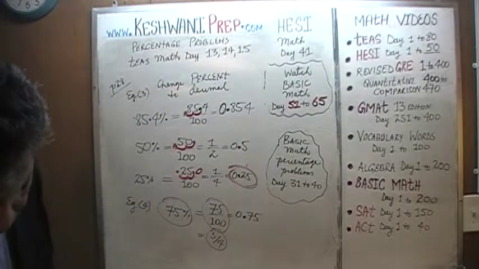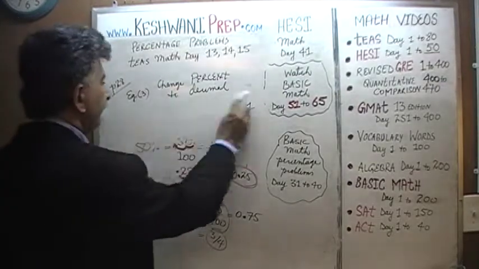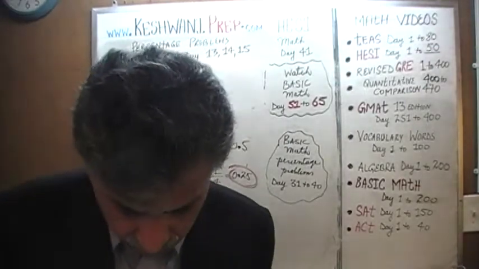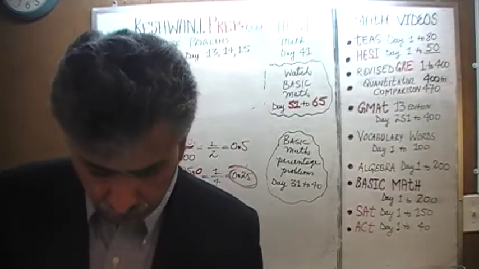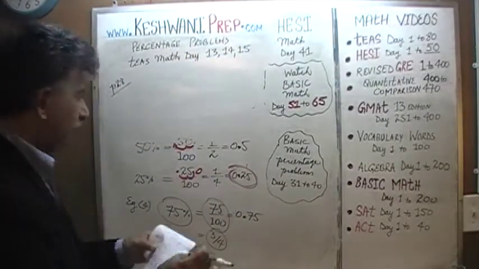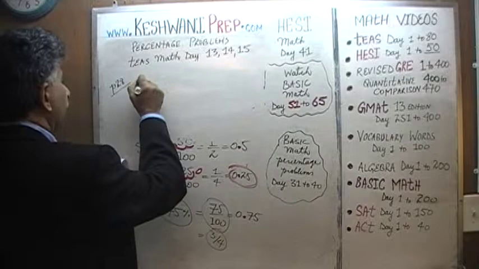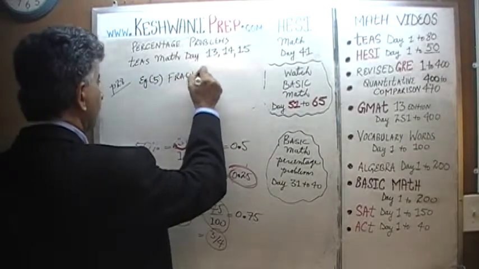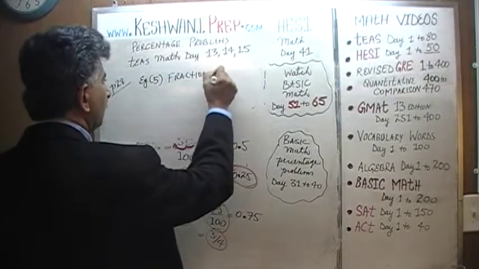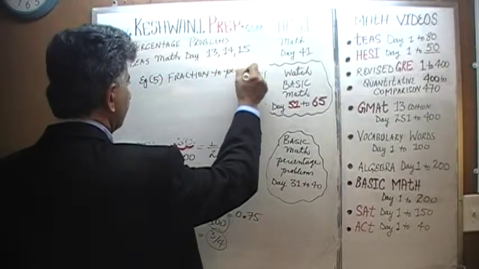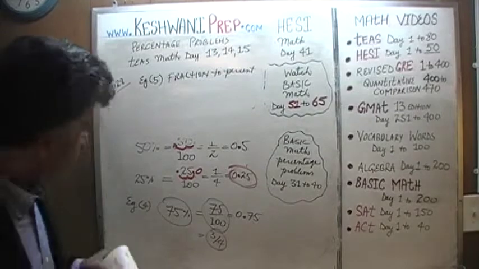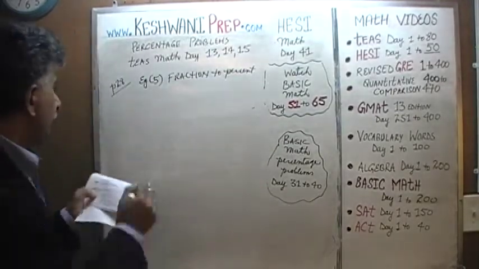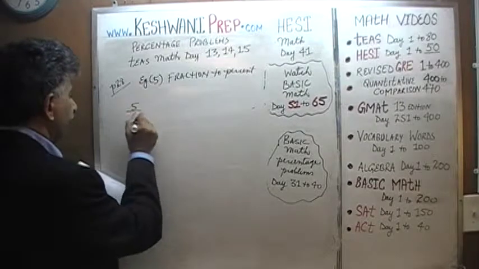Let's do the last one, number 5. Number 5 is asking us, which is on the next page, to convert the fraction to a percent. Example number 5, fraction to percent. And the fraction that is given to us is 5/6.